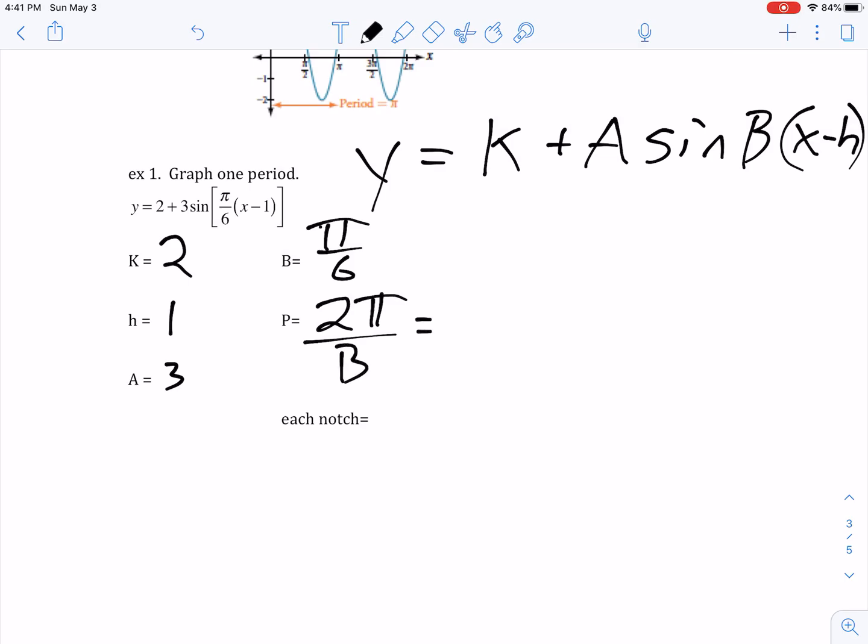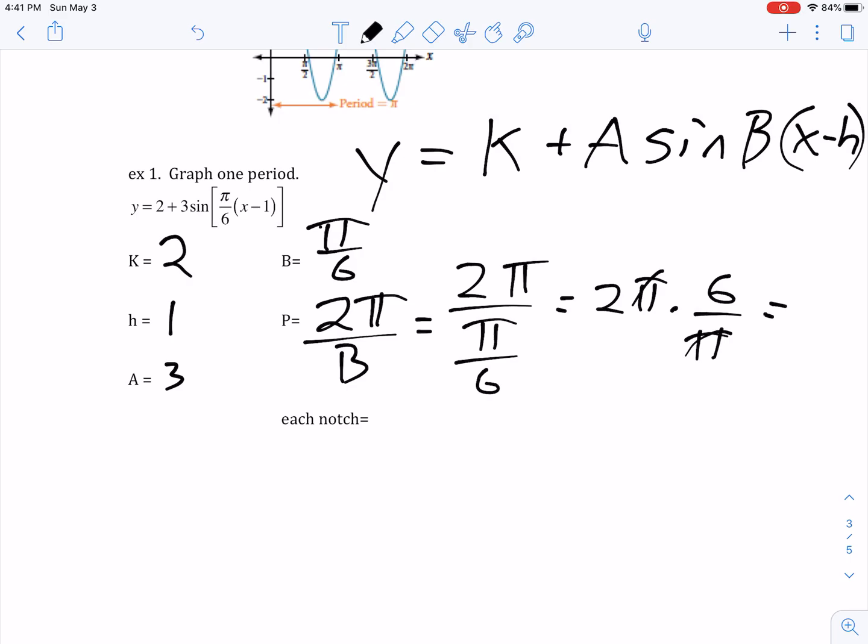Okay, well in this case, we've got 2 pi over pi over 6, which equals 2 pi divided by pi over 6, times 6 over pi, right? Multiplied by the reciprocal. Well, take a look at this. Cancel, cancel, 12, right? Okay. Each notch is our period divided by 4. Okay, so in this case, it's 12 divided by 4, which is 3.